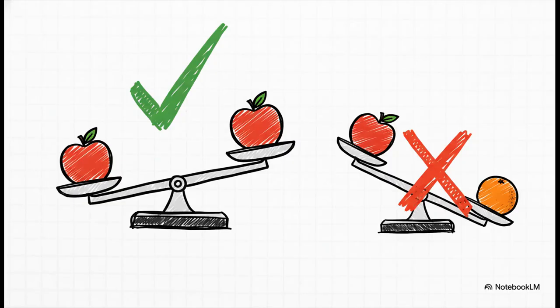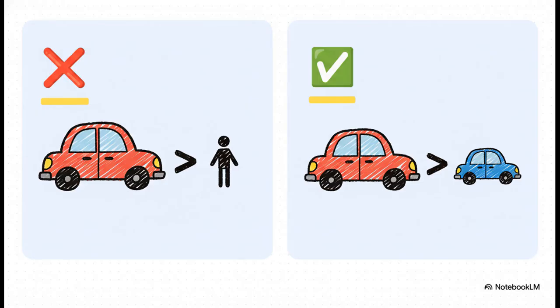Now for the most important rule of all, and this is one that trips up even advanced learners. Your comparisons must be symmetrical. You have to compare apples to apples, not apples to oranges. It has to make logical sense. Here's exactly how this works in practice. You can't say, my car is bigger than you, because you're illogically comparing a car to a person. You have to compare my car to your car, which we can just shorten to yours.